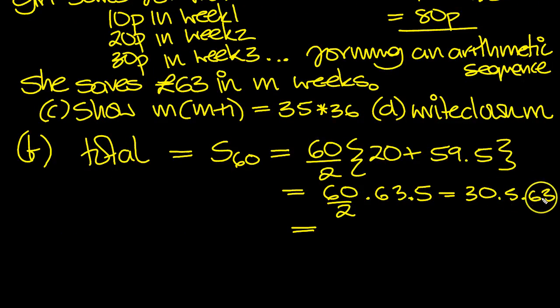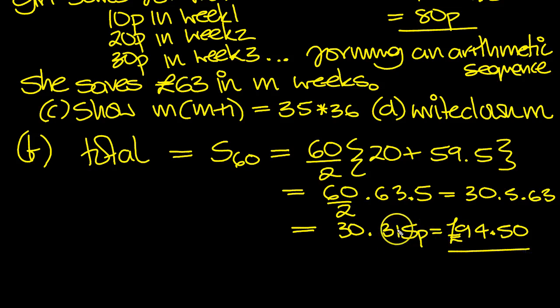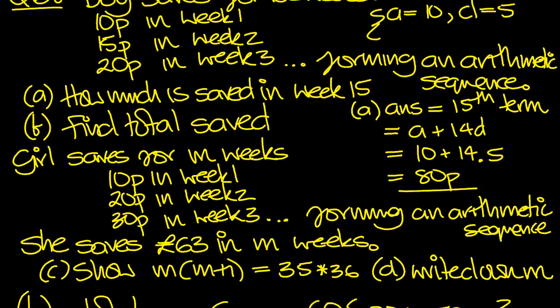5 sixes are 30, so 5 times 63 is 315. 30 times 315. I'll tap it into the calculator. I've written it down in pounds when we finish it off. So 315 times 3 is 945, with a 0 is 9450. Back 2 decimal places, and we get £94.50. So that's the grand total saved over those 60 weeks.